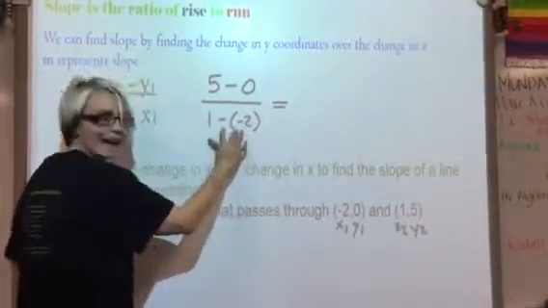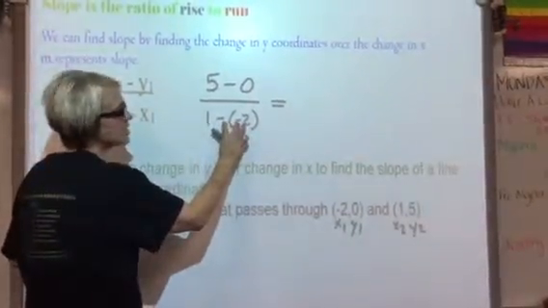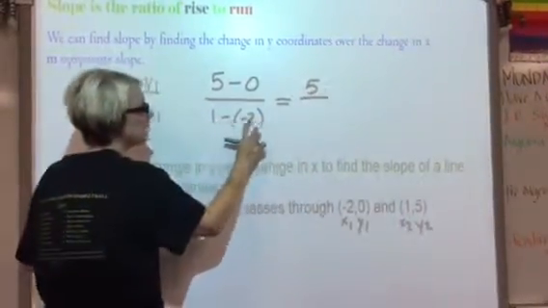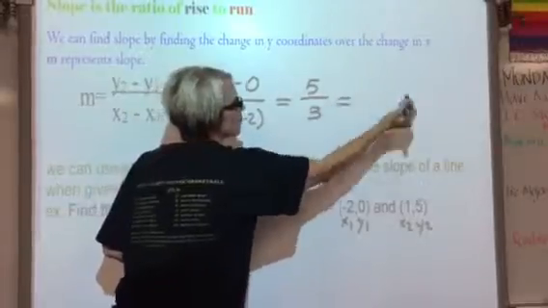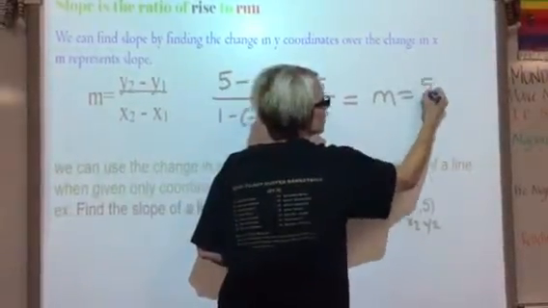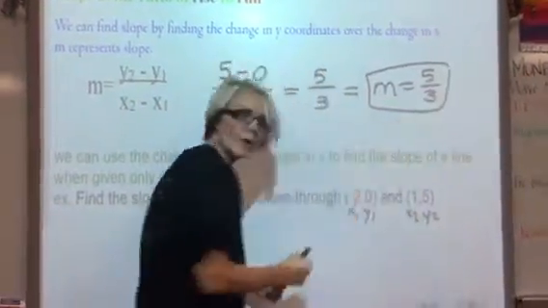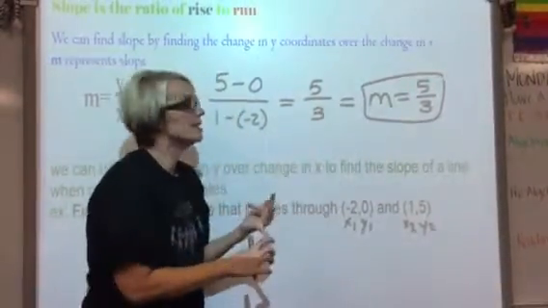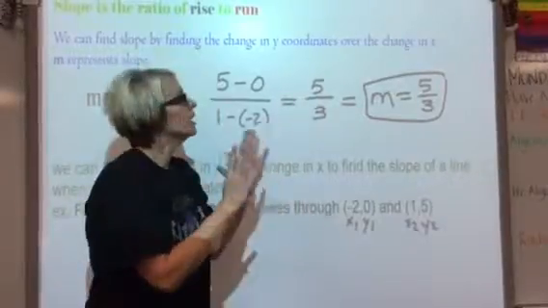Now remember how we add our integers. These are two negatives together, so they become a plus. So this is 5 over 1 plus 2, which is 3. So I would leave it as m equals 5/3. We do always leave slope as an improper fraction. We don't use any decimals, okay? Just for right now, leave it as slope.